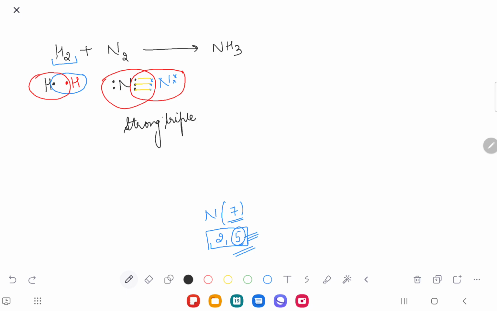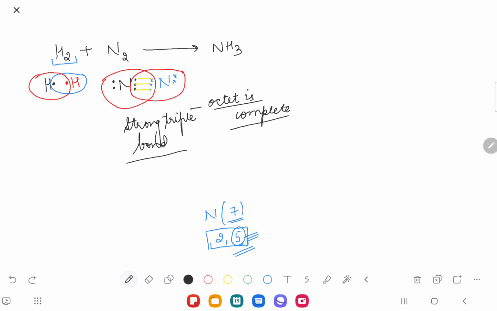Yes or no? So now I hope you're understanding that nitrogen has completed its octet. Because its octet is complete, why do you think that it is going to react? Its octet is complete. Yes or no? So when its octet is complete, I suppose you're understanding that it is not going to react at all.